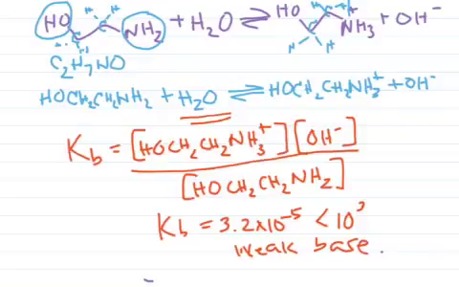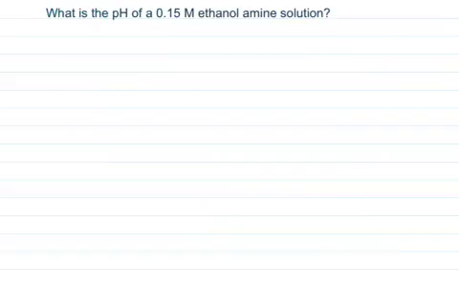Now, let's look at an example. What is the pH of a 0.15 molar ethylamine solution, and we know from what I just did the Kb is equal to 3.2 times 10 to the minus fifth. Well, if you remember when we did the Ka's, if we have the molarity of the base and the constant of the base, we can find pH.